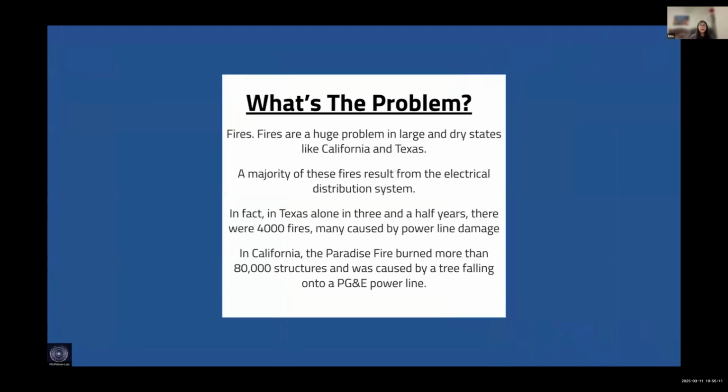So what is the problem? As many of you would know, California, along with other states like Texas, have been experiencing a huge amount of wildfires over the last few years. A large proportion of these fires have been caused by electrical distribution systems, primarily issues regarding power lines. Over the last 3 years, Texas has experienced nearly 4,000 fires caused mainly because of electrical distribution faults. The Paradise Fire, for example, was caused by a tree falling into the PG&E towers, and it burned over 80,000 structures. So there's a severe need to do something about power lines protection from wildfires.